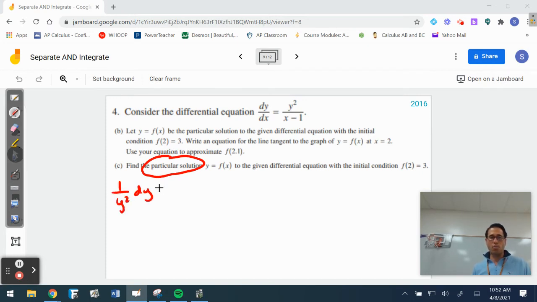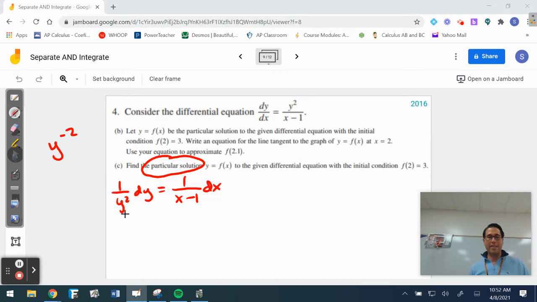So the y is on one side, the x's on the other. Now the students this year that butchered this one fell into the trap. 1 over y squared, they thought that antiderivative was a natural log. Remember, it's y to the negative 2.